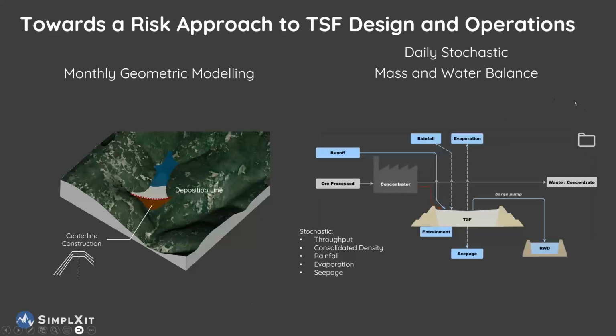Within GoldSim, we will have a model that does the mass balance of how much ore is being processed, with some distributions on it. Some will go to your waste and concentrate, and the rest will go to tailings with some water. Then we'll do a daily water balance as well, where we'll assess the runoff as the system is evolving. So ultimately, we've got stochastic values for the throughput, for the consolidated densities, for the rainfall, evaporation, seepage, etc.